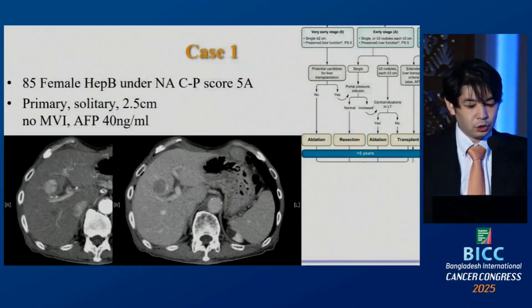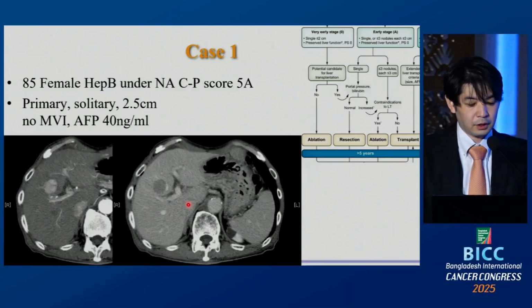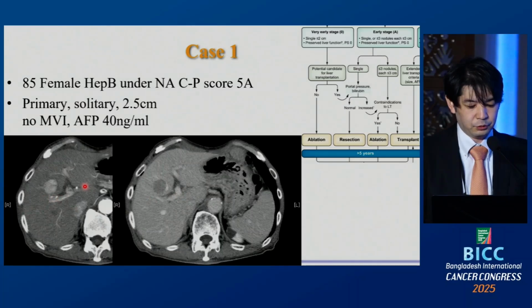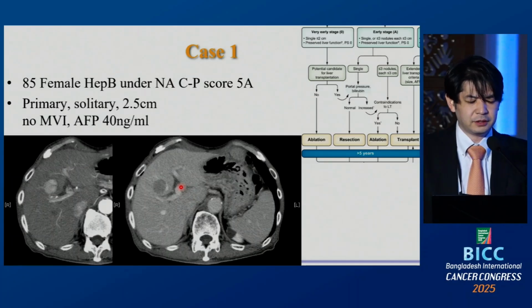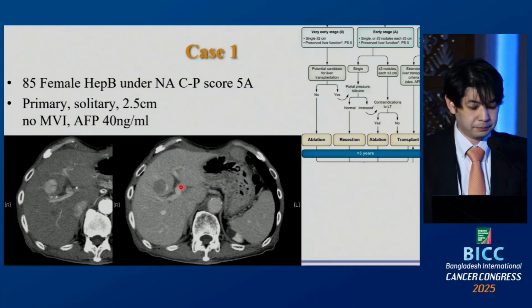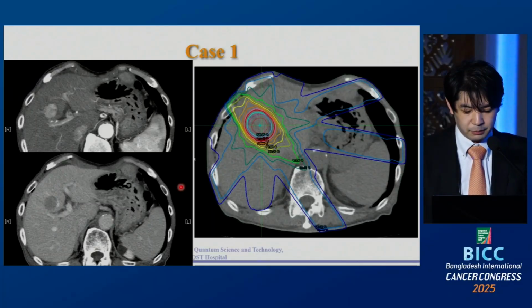Okay, so back to the first case. This one is not such a good candidate for ablation therapy because of the proximity to the bile duct. Surgery, if you want to resect this 85-year-old female, yeah, well, knock yourself out, but maybe not the best option. So in cases like this, SBRT is a good option.